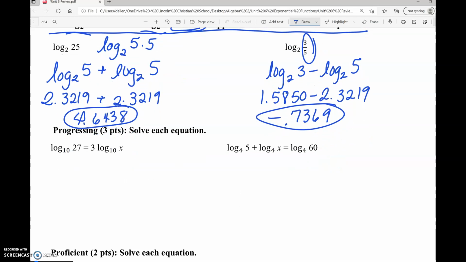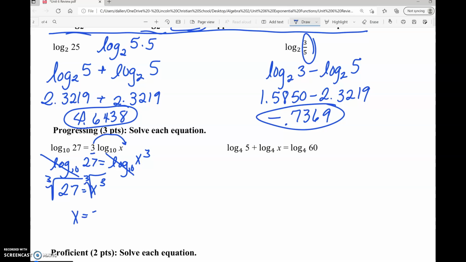I can't cancel these logs out because of this 3, so I got to move it. So I'm going to move them to a power. So then I have log base 10 of 27 equals log base 10 of x cubed. Now I have one log on each side, so they cancel out. So 27 equals x cubed, and then cube root both sides to get this x by itself, and you should get x equals 3.